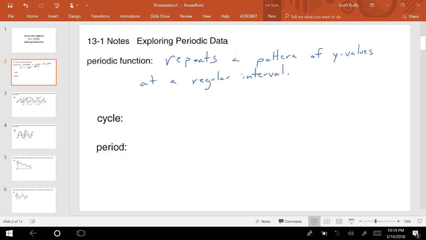The cycle is one complete pattern before it starts another repetition. And a period is the horizontal length of one of those cycles.